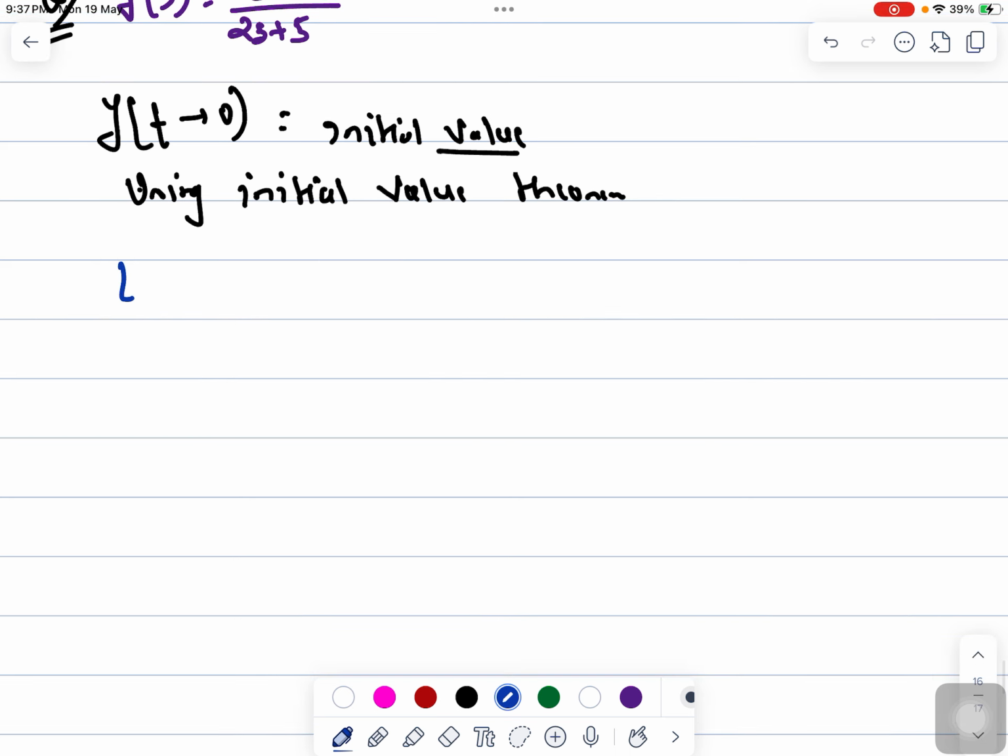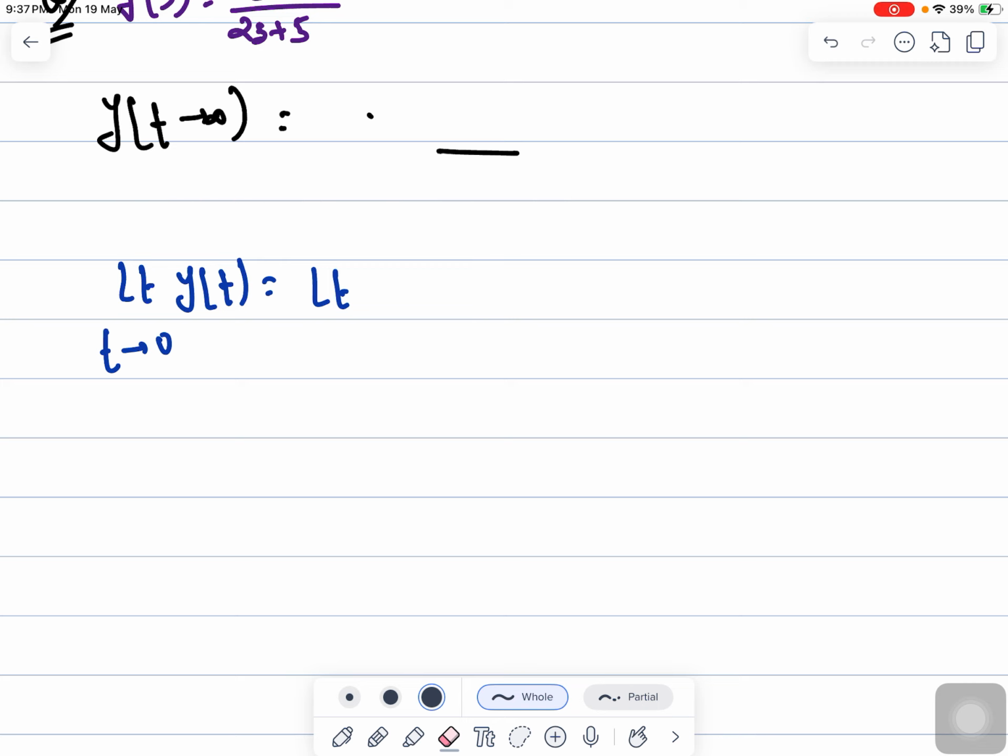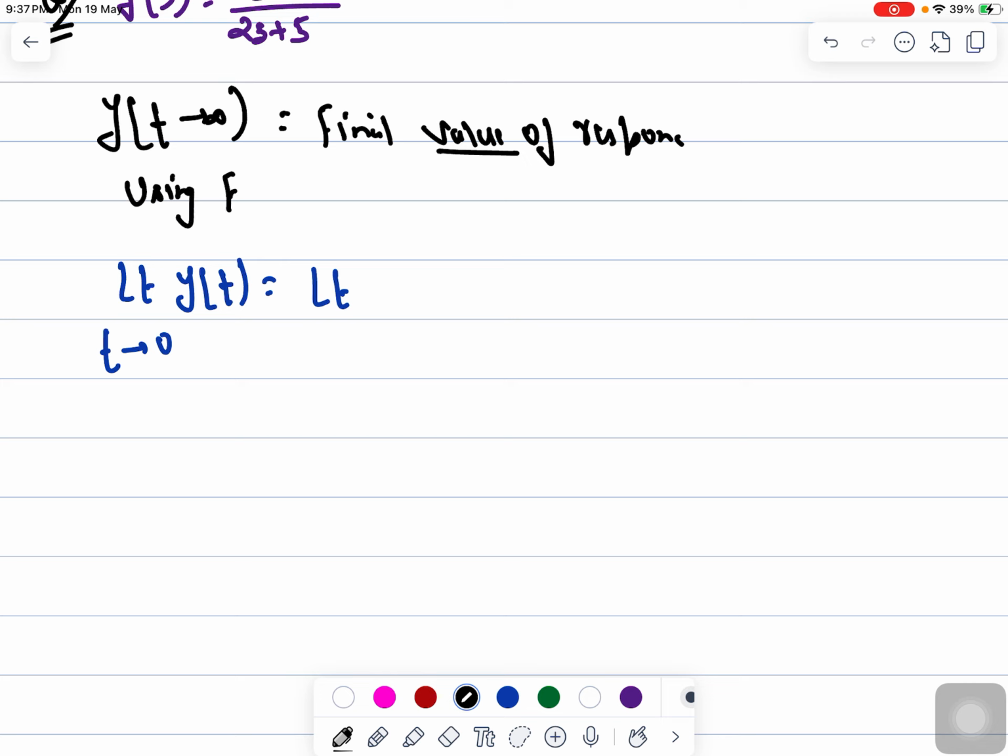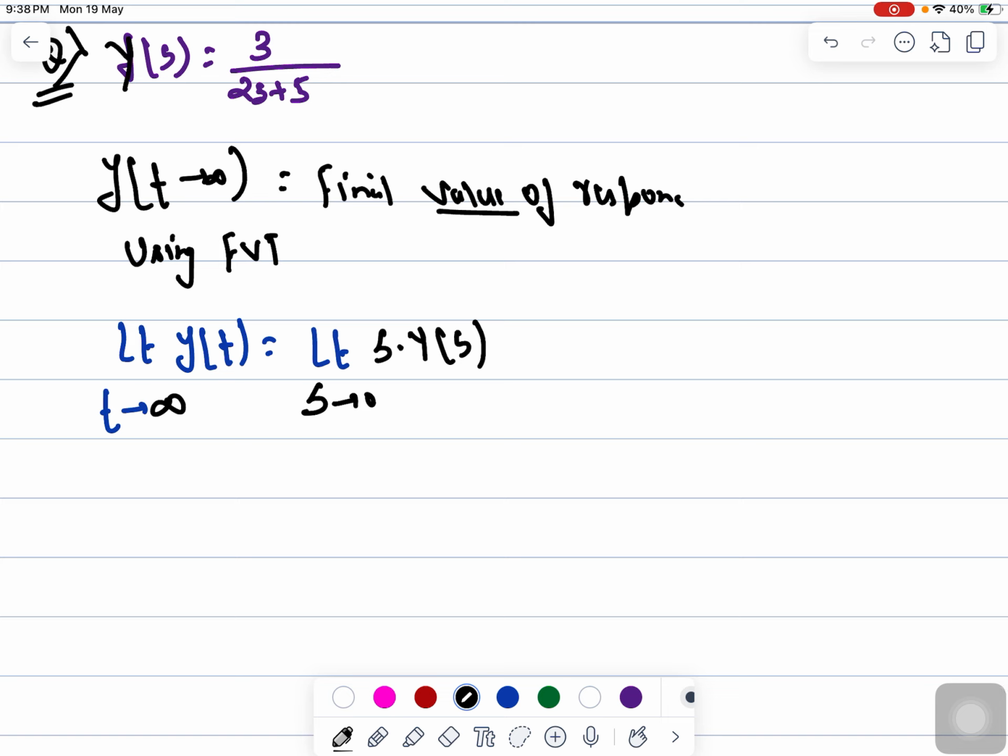what can I write, limit t tending to 0 y(t) can be written as limit... sorry, I want to calculate t tending to infinity in this case, sorry for that. So that is the final value we are trying to find, t tending to infinity, the final value of the response. So I can write using the final value theorem: limit t tending to infinity y(t) can be written as limit s tending to 0 s into Y(s), right? So Y(s) is given to you, that is 3 upon 2s plus 5. So I can write limit s tending to 0 s into 3 upon 2s plus 5, right?